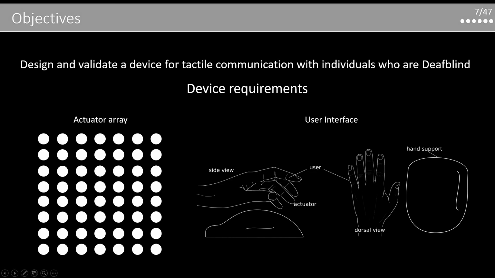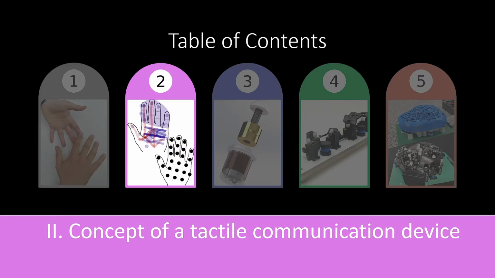To summarize, on the left part of the screen, you can see the actuator array. We have no idea how it will be managed yet, but we have an actuator array that will have to be under the hand of the user, and that has to follow the shape of the hand. So we have this concept of a tactile communication device, but we will go from these two ideas we had just before into something a bit more tangible.